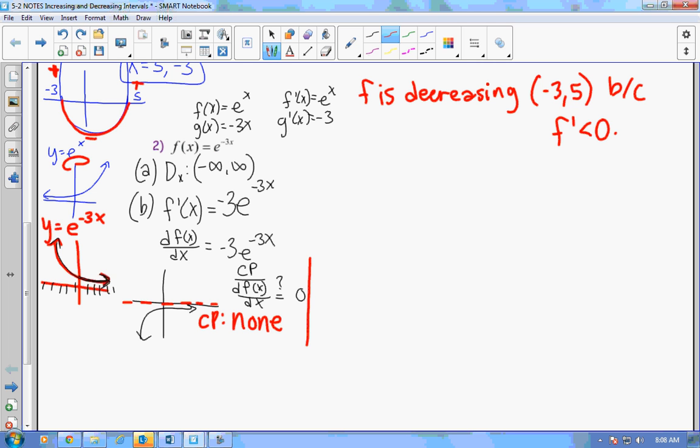Okay, the other thing we have to look for is when do we have a restricted value? Meaning, when do we have a vertical asymptote or something undefined? Yep, this is also none. That really happens more with fractions, right, when the denominator is 0.